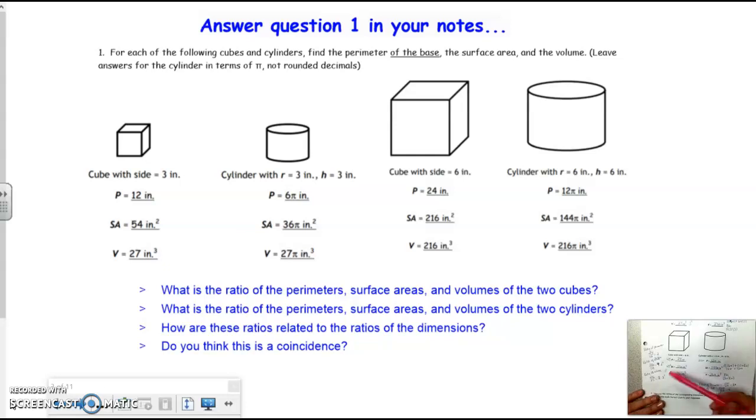So do you think it's a coincidence that the area is squared, and when we talk about area, your units are squared, and the volume is cubed? Again, your units are cubed. So this is what we're going to talk about today, the ratio of your surface areas and your volumes.